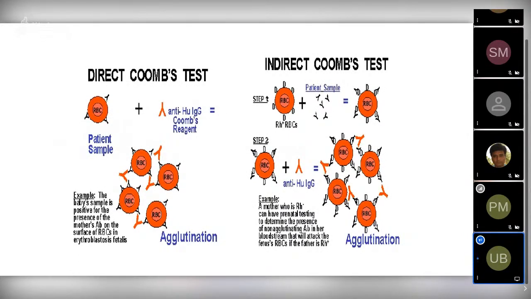So Coombs test is mainly done for detecting incomplete antibodies. These incomplete antibodies are a classical picture of RH incompatibility. So the basic example for direct Coombs test is the baby sample which is positive in the presence of mother's antibody on the surface of RBCs in erythroblastosis fetalis.